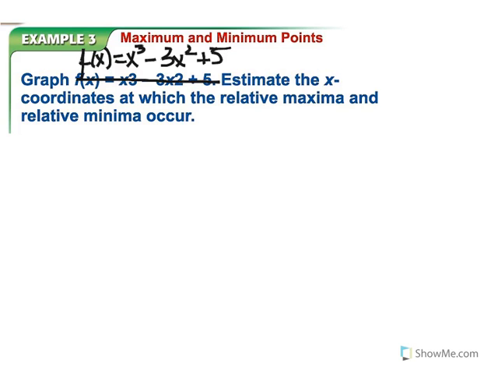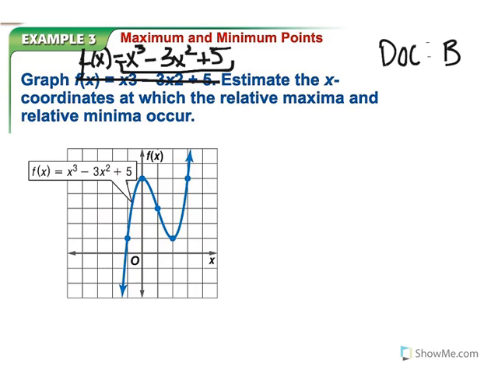Alright, so the first thing you need to do is plug this into your calculator. Remember, all you're doing is plugging in the x cubed minus 3x squared plus 5. Make sure to clear out anything you had before by using Dock B. You should get a graph that looks like this. If you don't, then something's wrong.